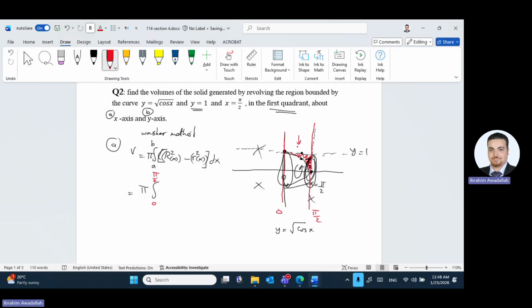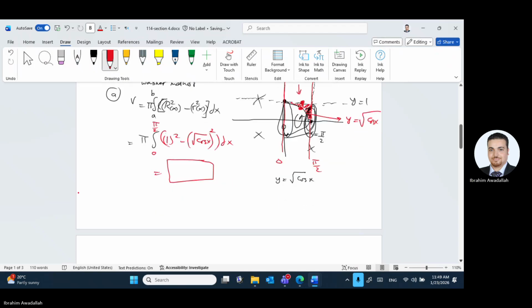R capital, if I'm looking from up to down, this will be the upper and this will be the lower, as you see. So the upper function is y equals 1, so 1 squared minus r of x. The function here is y equals the root of cosine x. So the root of cosine x, don't forget the square, dx. Fill this in with your own calculator. This is not everything, because we want to solve this question again.